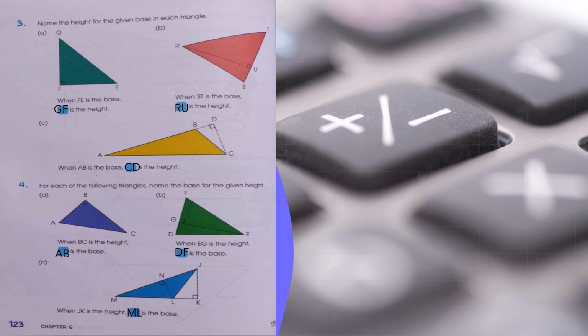Now in part B, we have EG as the height. So DF is the base basically, because if DF is the base, then we draw an arbitrary line from point G to vertex E in order to find out the height. So DF is the base. Now in the last part, when JK is the height, then ML is the base, because in order to find out the height JK, we have extended this base to find out the height. So ML is the base of this particular triangle.